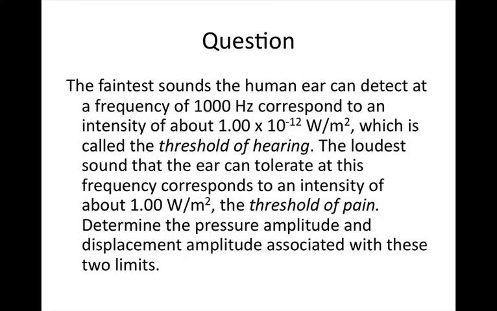Next, the faintest sound the human ear can detect, at a frequency of 1000 Hz, corresponds to an intensity of about 1 times 10 to the minus 12 watts per meter squared, which is called the threshold of hearing. The loudest sound that the ear can tolerate at this frequency corresponds to an intensity of 1 watt per meter squared, the threshold of pain. Determine the pressure amplitude and the displacement amplitude associated with these two limits.